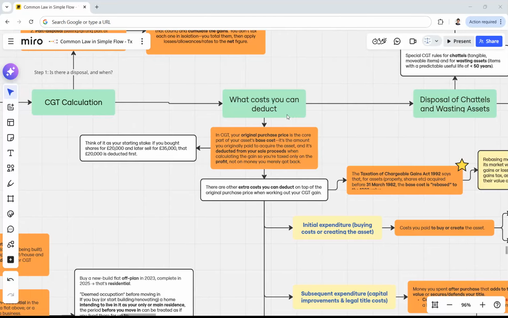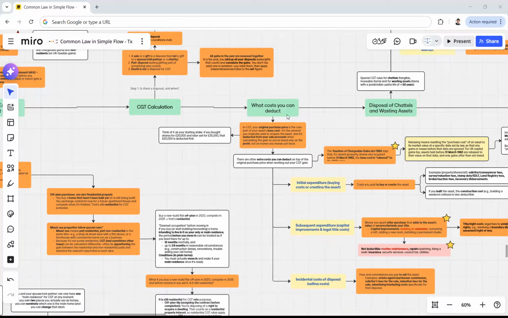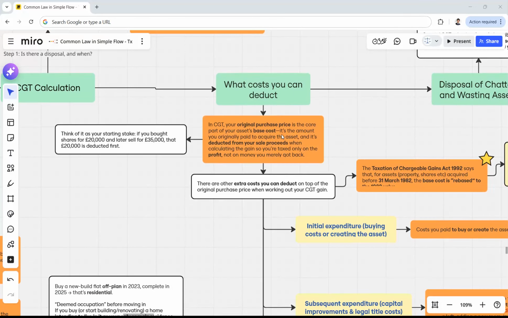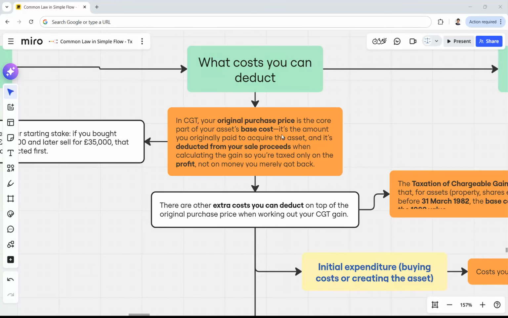Let's understand what costs you can deduct. Let's just quickly go through this as well and make it a bit longer video, but still it will be worth it.